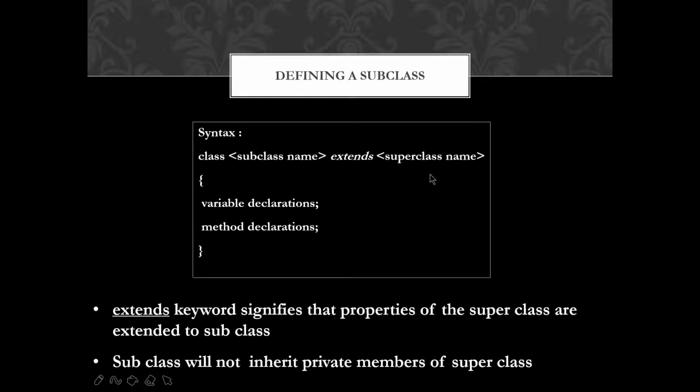If any property in the superclass is defined as a private member, then that private member cannot be inherited in your subclass. That is one thing you need to understand. So private members are nothing but things that will be used in this superclass only. The members which are made private in the superclass cannot be extended, cannot be used by your subclass. Got it? So this is how a subclass can be defined.